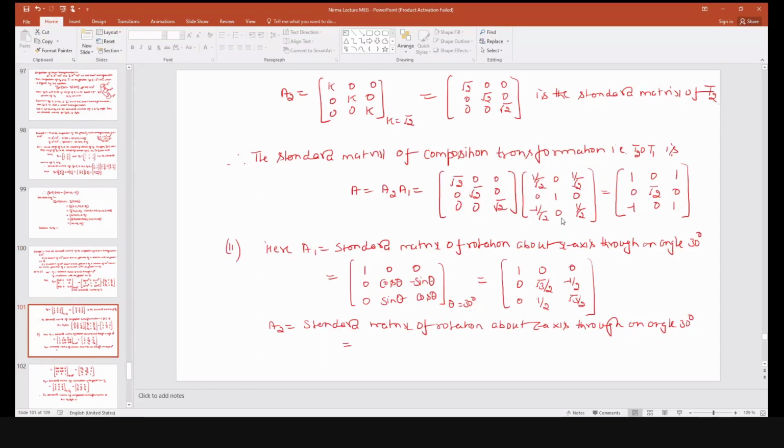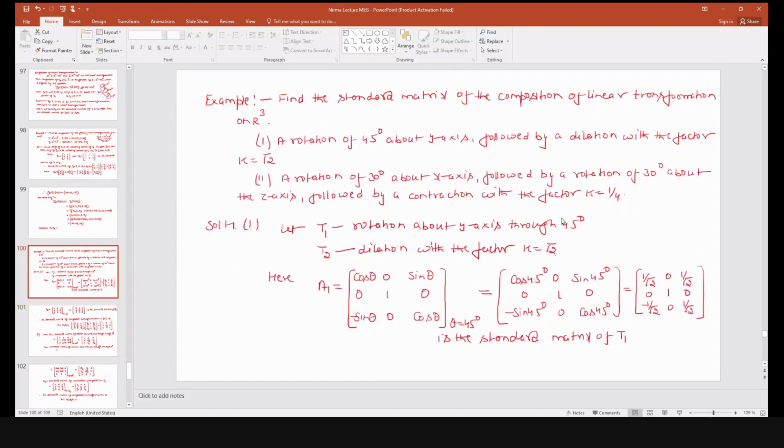Okay, so now calculate the standard matrix for the composition of linear transformations. With the first transformation, a rotation of 30 degrees about the x-axis, followed by a rotation of 30 degrees about the z-axis, followed by a contraction with the factor k equal to 1 by 4. Can you calculate this?